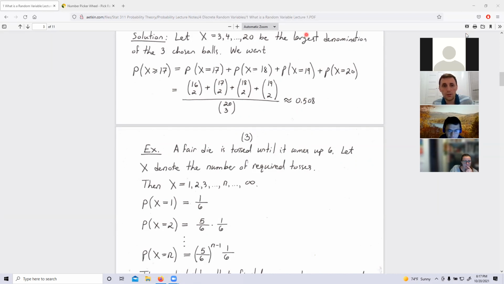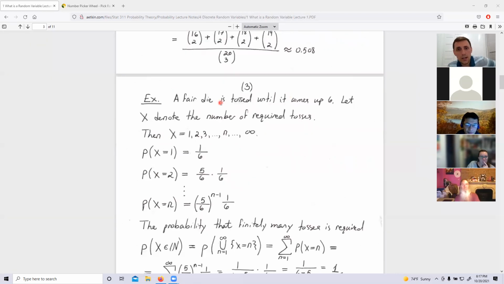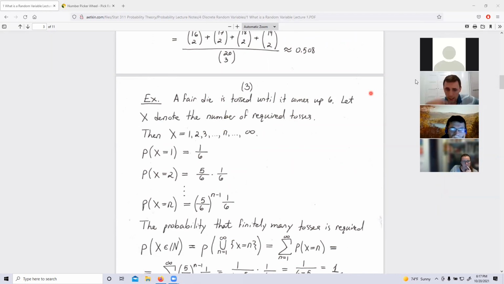Yes? So a fair die, new example: a fair die is tossed until it comes up 6. Let X denote the number of required tosses. You understand? So we are going to throw the die until we are successful and we get the number 6, and then we see how many tosses. Well, we could have gotten 6 on the first toss, you agree? And the probability of that is 1/6, right? Or we could have gotten it in 2 tosses. That means the first toss is a failure, the second toss is a success. There are 5/6 ways to fail and 1/6 ways to succeed.